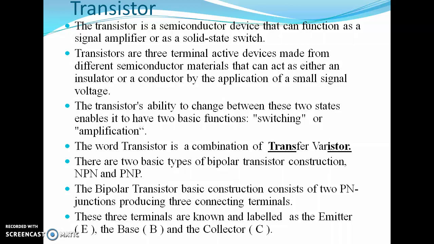So in case of NPN transistor, P-type semiconductor material is sandwiched between two N-type semiconductor material, and in case of PNP type transistor, N-type semiconductor material is in between two P-type semiconductor material. So now transistor has three terminals: emitter, which is denoted as E, base, which is denoted B, and collector, which is denoted as C.